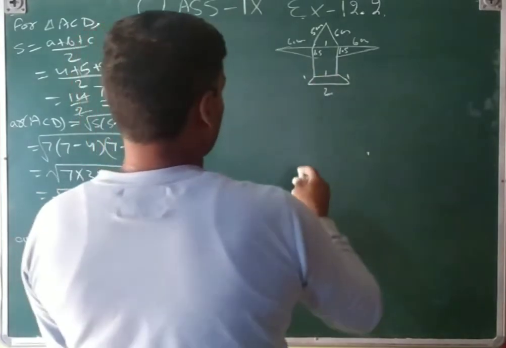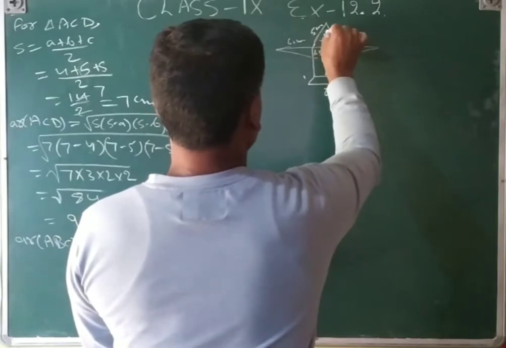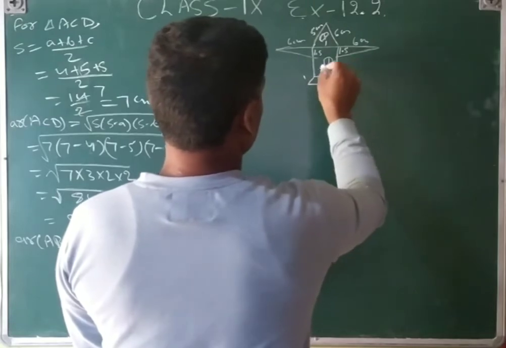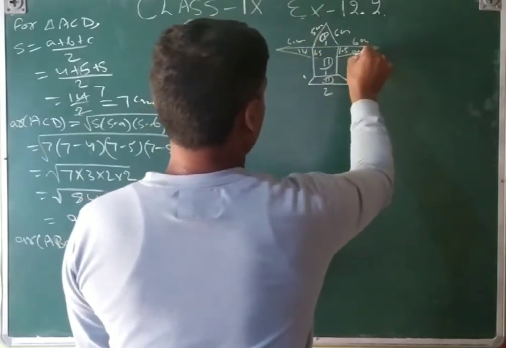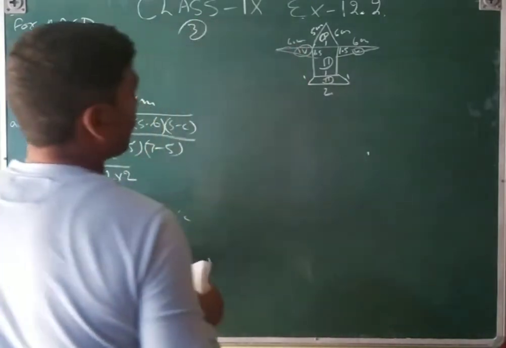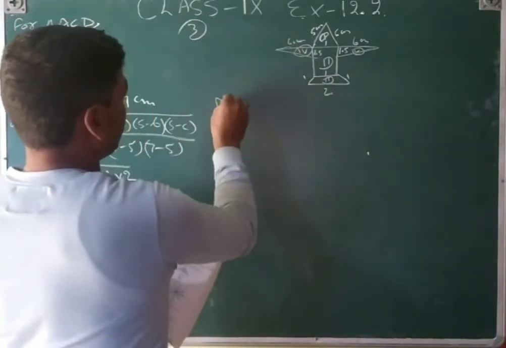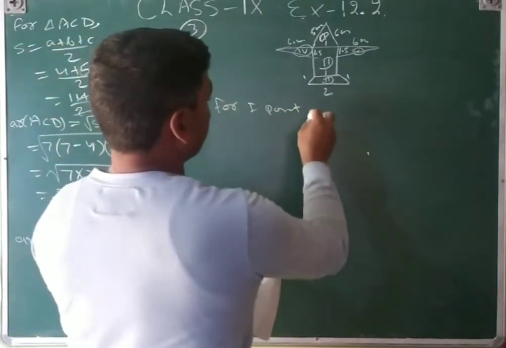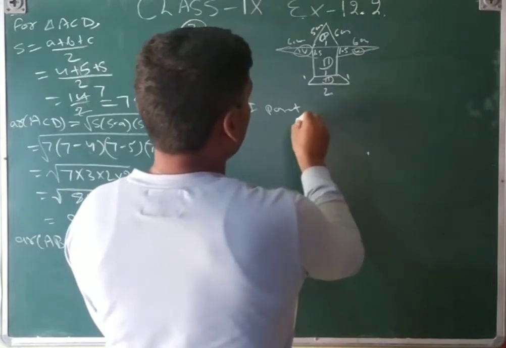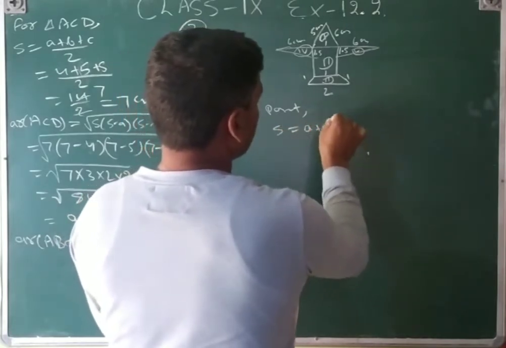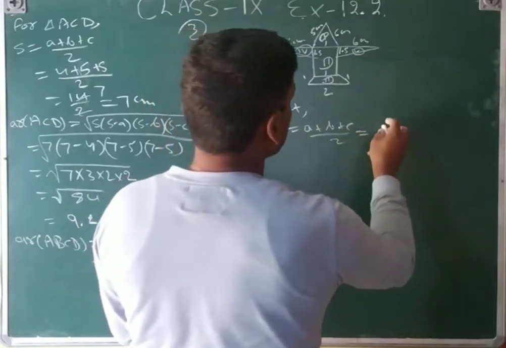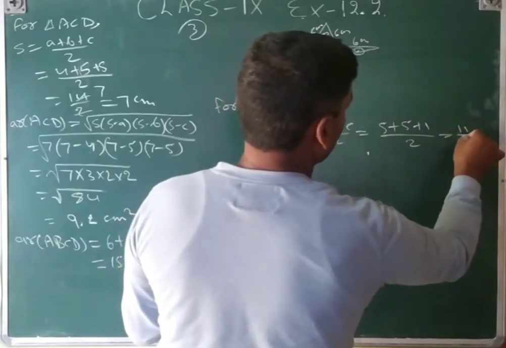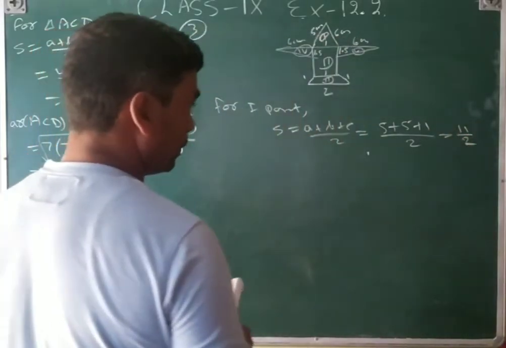And then this is the first part, and then second part. This is the third part. This is the fourth part. This is the fifth part. Now for first part, we see that S is equal to A plus B plus C upon 2. So A is 5 plus 1 upon 2, which is equal to 11 upon 2.